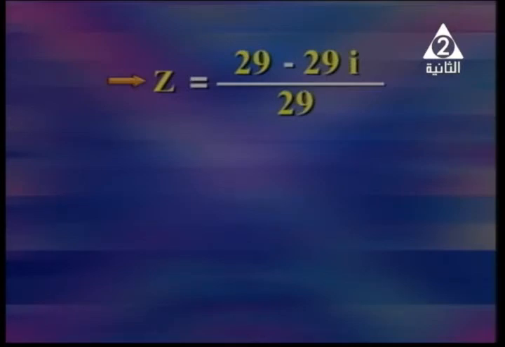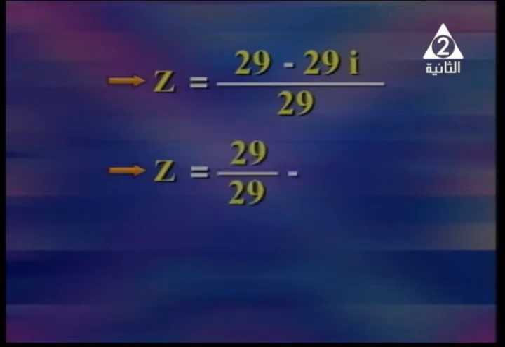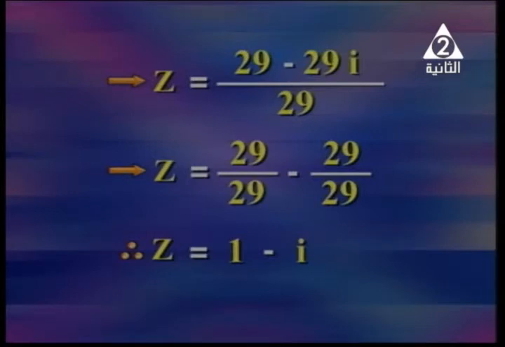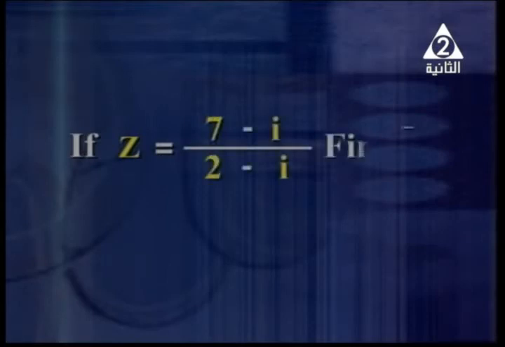We have a common factor 29 from the numerator. Then 29 over 29, and negative 29i over 29. Then z equals what? z equals 1 minus i. Dear student, look at another example.